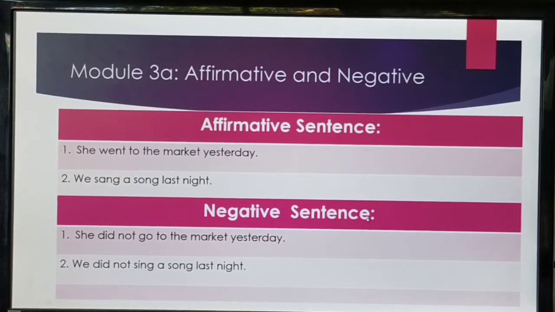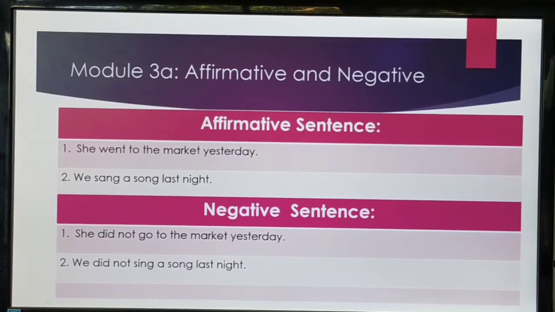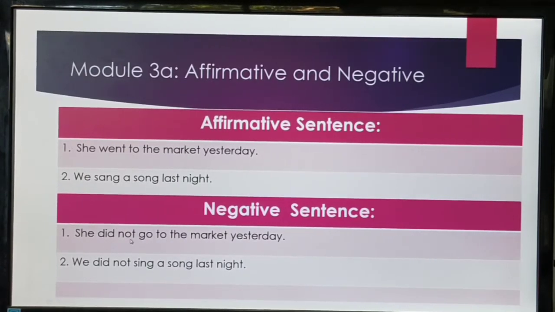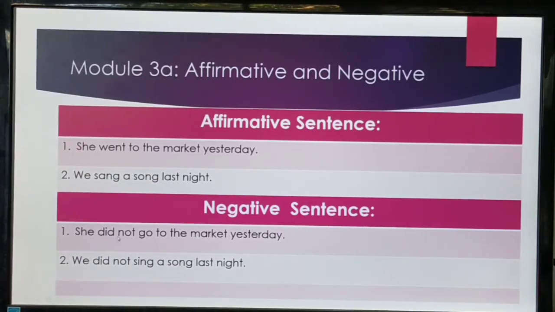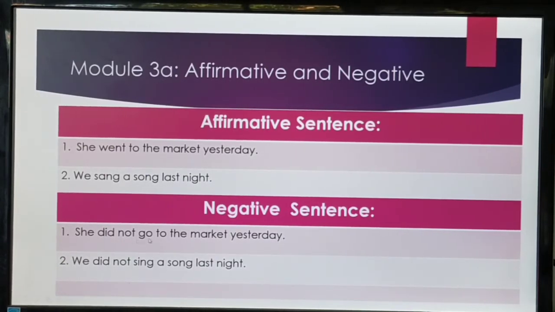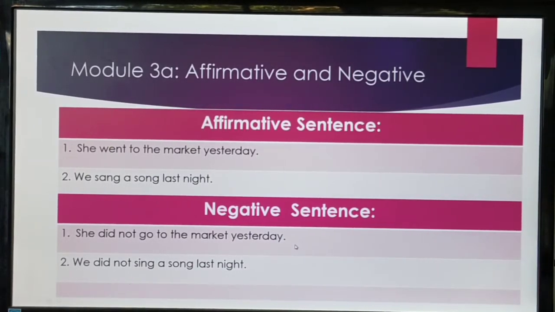Next, for a negative sentence, we say, she did not go to the market yesterday. She is your subject, plus did, and not, your negative, and go, your base form or verb 1. To the market is your object and yesterday is your time. So she did not go to the market yesterday, meaning เมื่อวานไม่ไปตลาด.